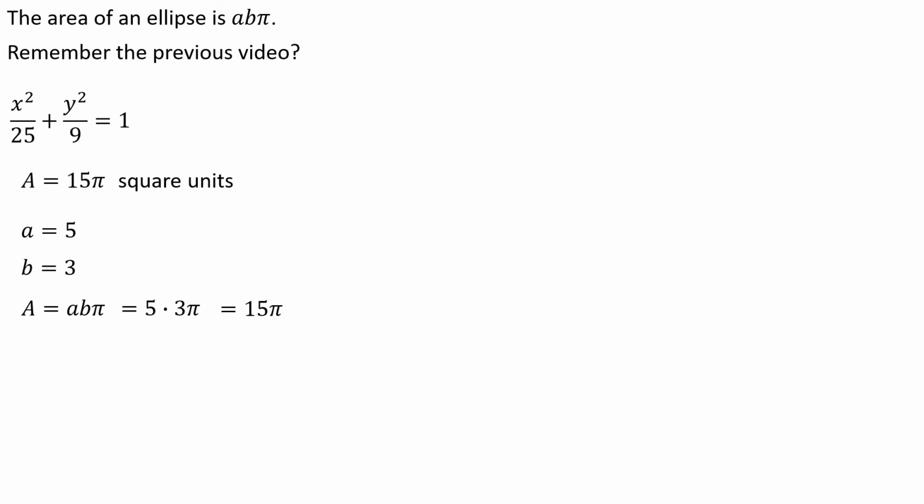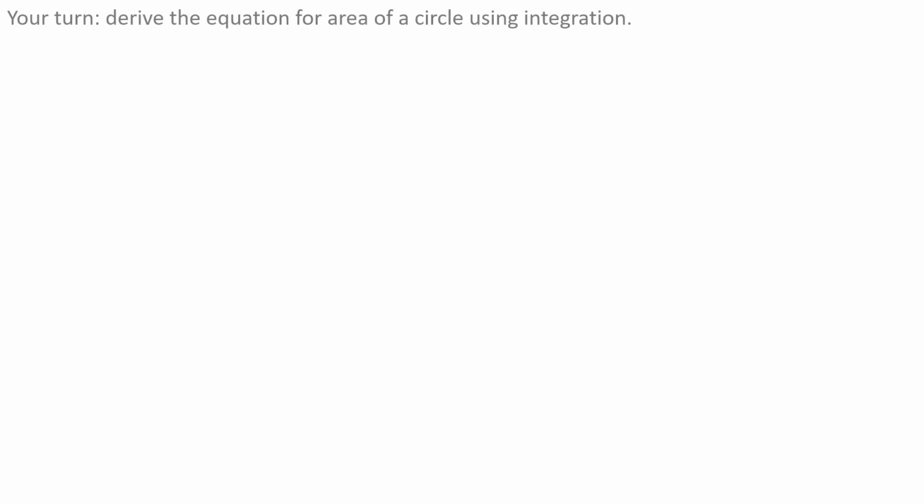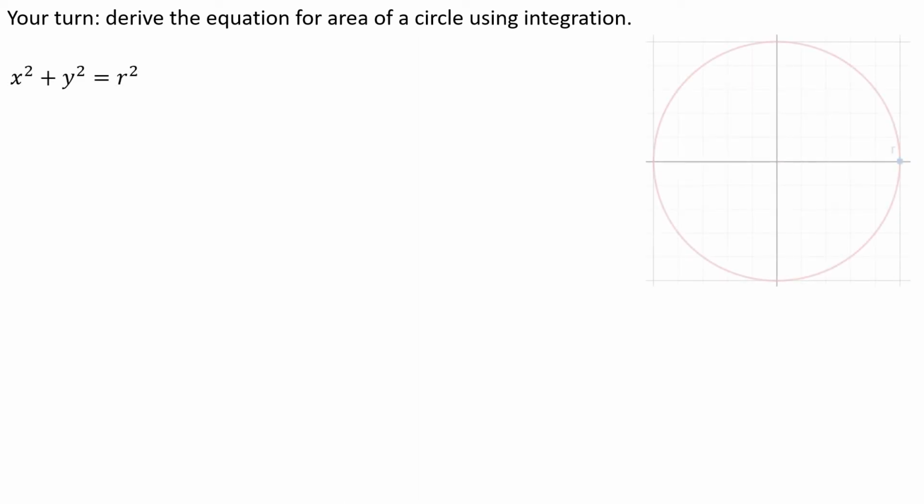Well, guess what you're going to do for homework? You won't be finding the equation of an ellipse. You'll be finding the equation of a circle, right? So the equation for the area of a circle, I should kind of restate that correctly, right? You're not going to find the equation of a circle. You're going to find the equation for the area of a circle, right? So our generic equation, x squared plus y squared equals radius squared.